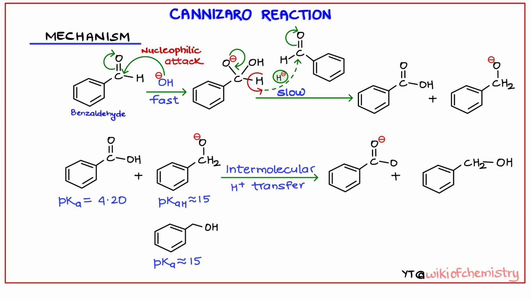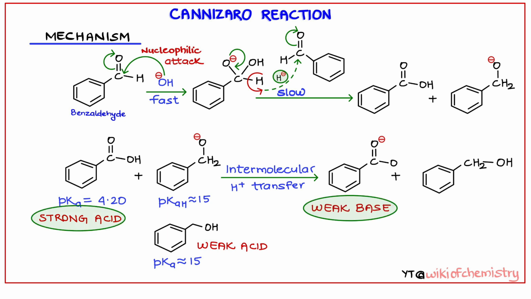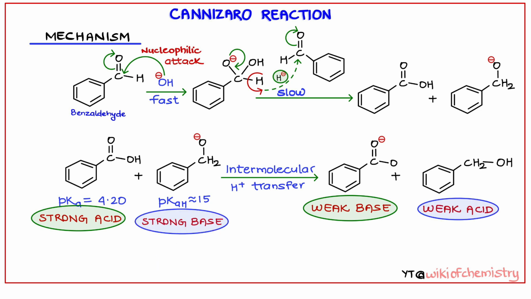pKa of benzoic acid is 4.20 while pKa value of benzyl alcohol is around 15. These values of pKa signify that benzoic acid is a stronger acid compared to benzyl alcohol, which is hence a weak acid in this case. And here, by using the concept of Lowry-Bronsted theory of acid and base, we can conclude that conjugate base of benzoic acid will be a weak base and conjugate base of benzyl alcohol will be a strong base.